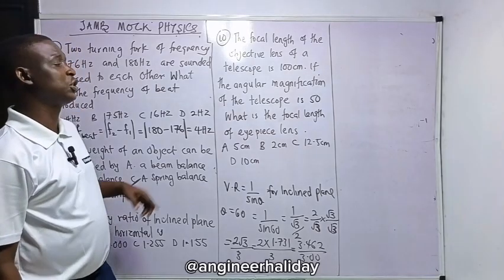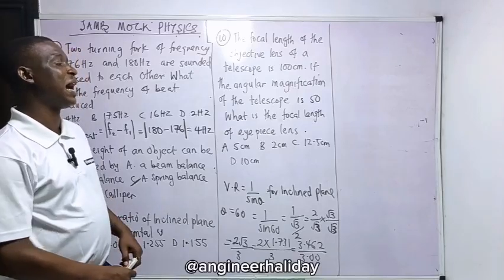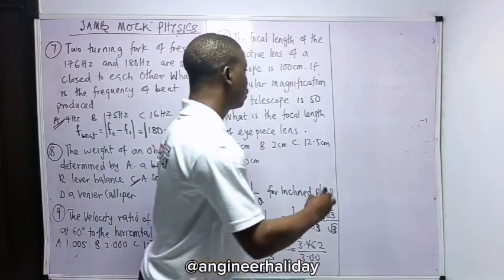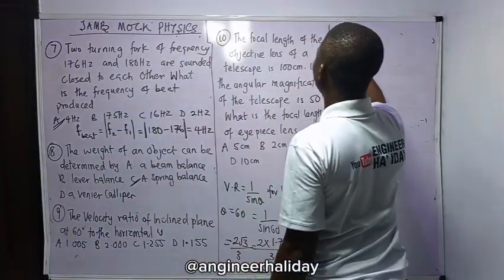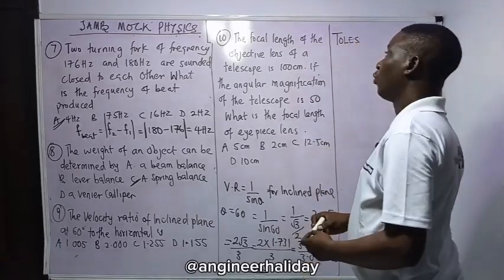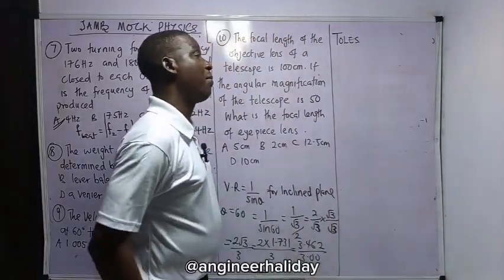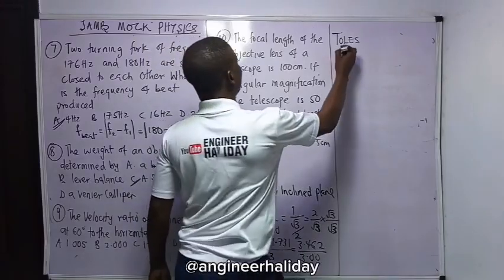If the angular magnification of the telescope is 50, what is the focal length of the eyepiece lens? Now don't forget the shortcut. For telescopes, we have what they call TOS. Now what does that TOS indicate? It's a shortcut acronym to remember something. Let me show you.